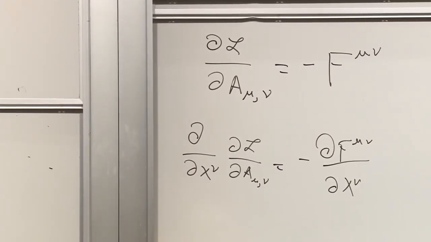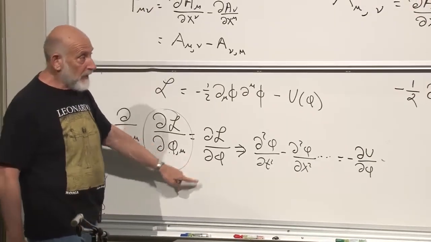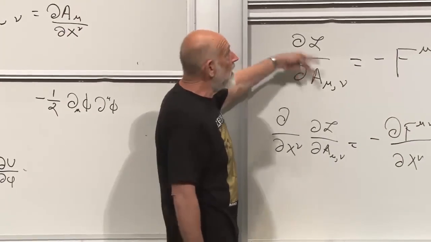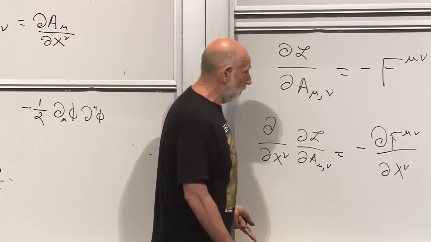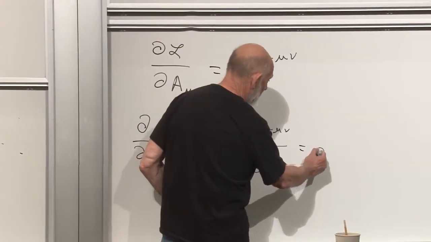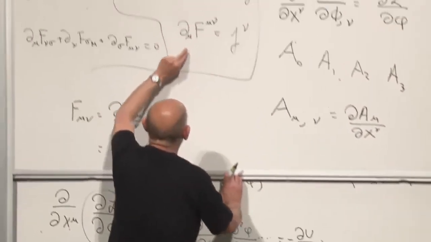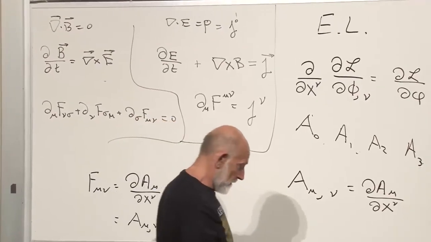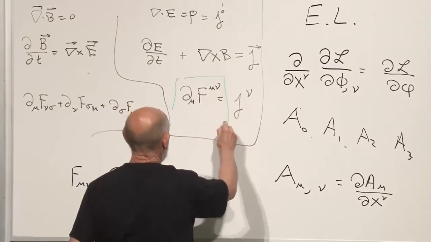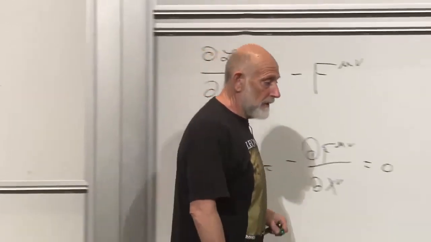Now, what else is there? Well, it's the derivative of the Lagrangian with respect to the fields themselves. That would mean the derivative of the Lagrangian with respect to undifferentiated A. But undifferentiated A doesn't appear in the Lagrangian. So that's it. That's all there is. The Euler-Lagrange equation is that this is equal to 0. All right, and that's it. That's the whole story.